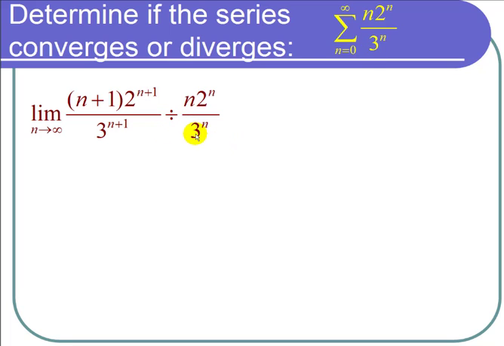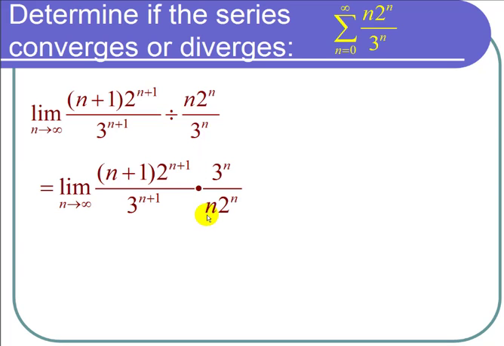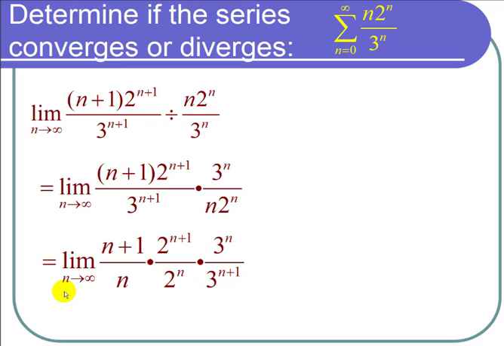Now division by a fraction is the same as multiplication by the reciprocal, so I do that. And then what I'm going to do is I regroup. I'm going to put the 2 to the powers together, the 3 to the powers together, and I'm going to put the factors that don't have any powers together. And I did that, and I took the limit as n goes to infinity of n plus 1 over n times 2 to the n plus 1 over 2 to the n times 3 to the n over 3 to the n plus 1. And now I can simplify.